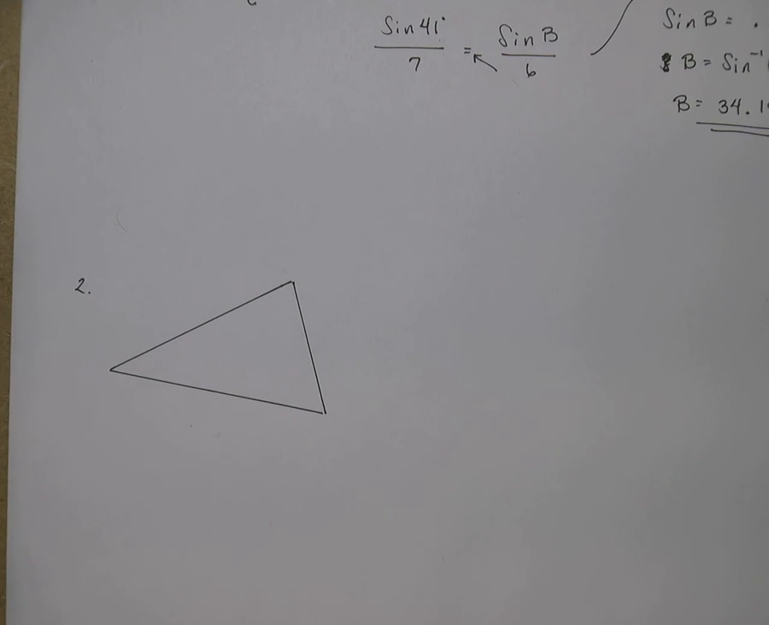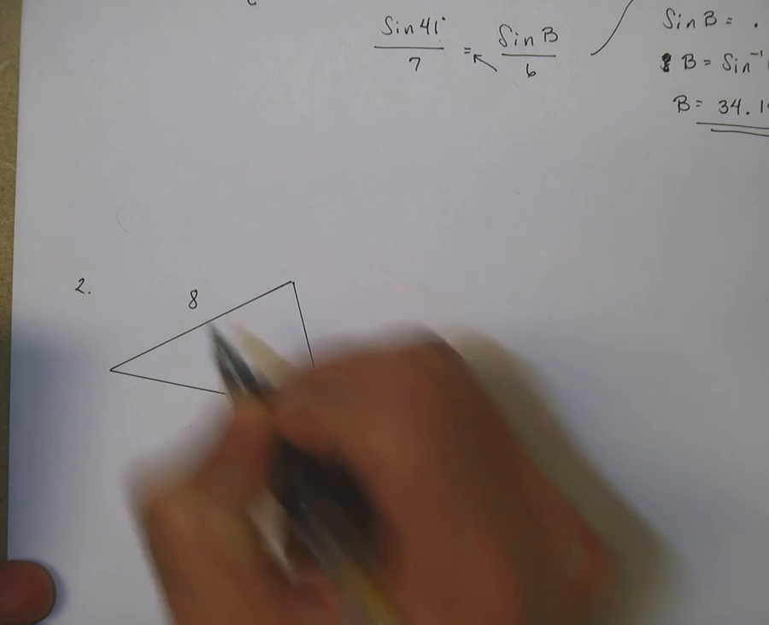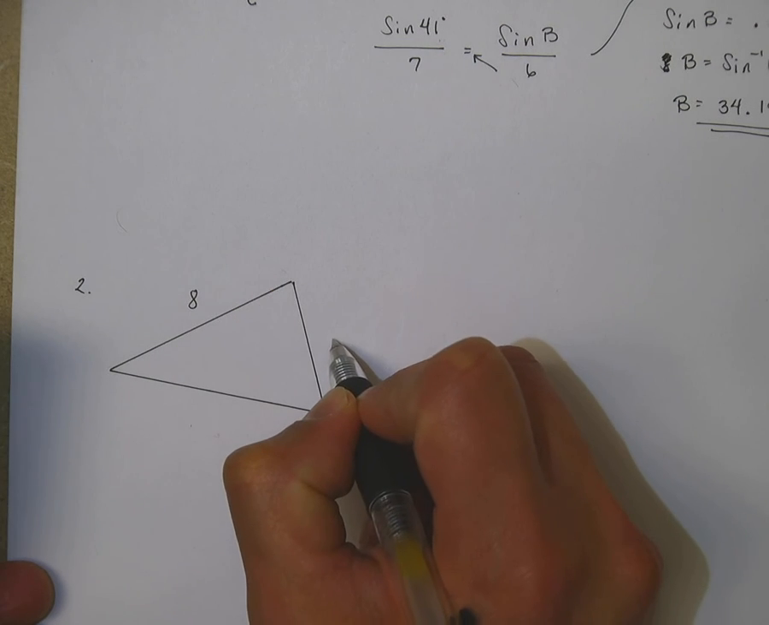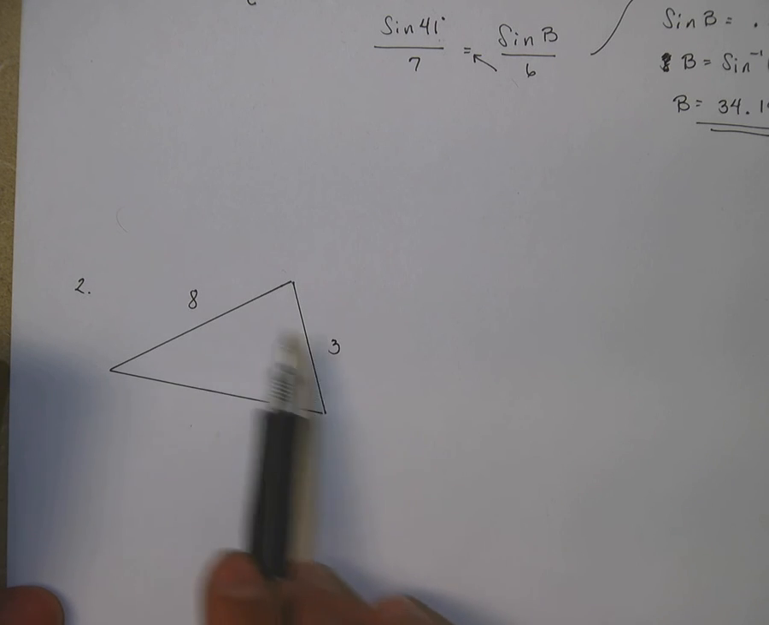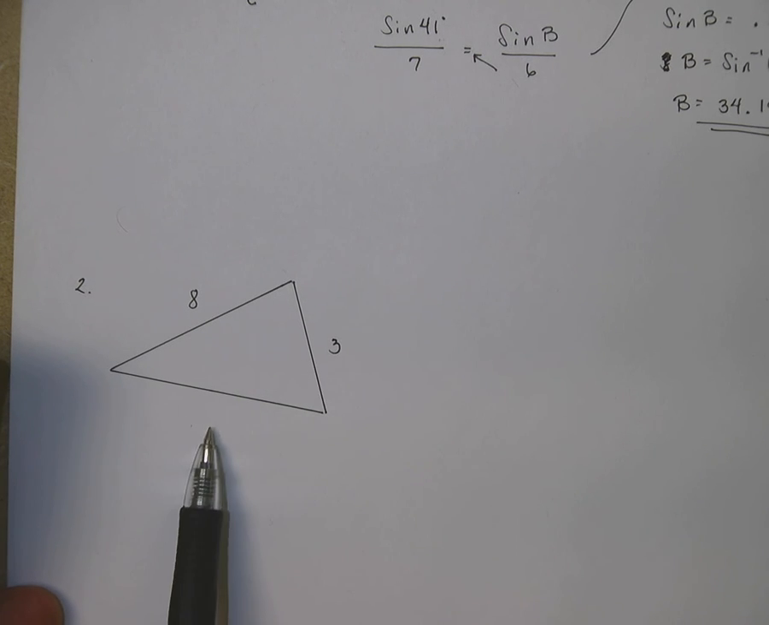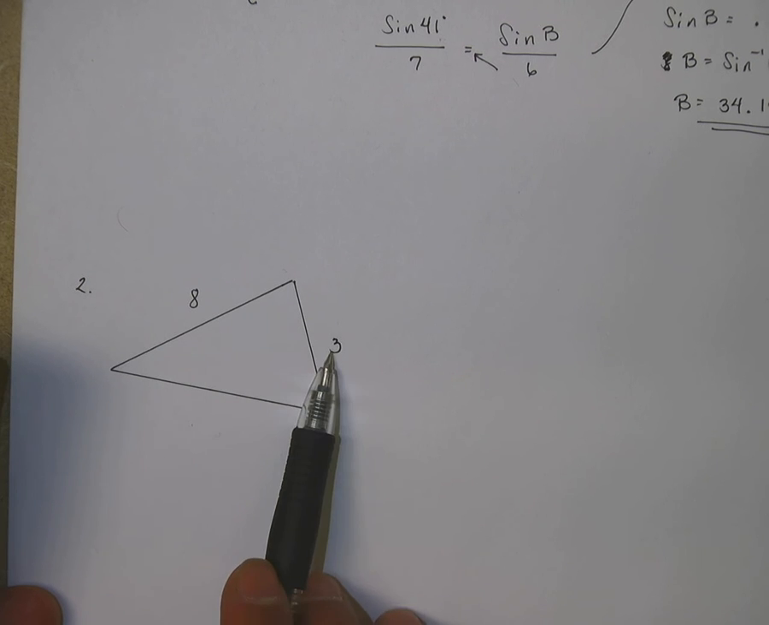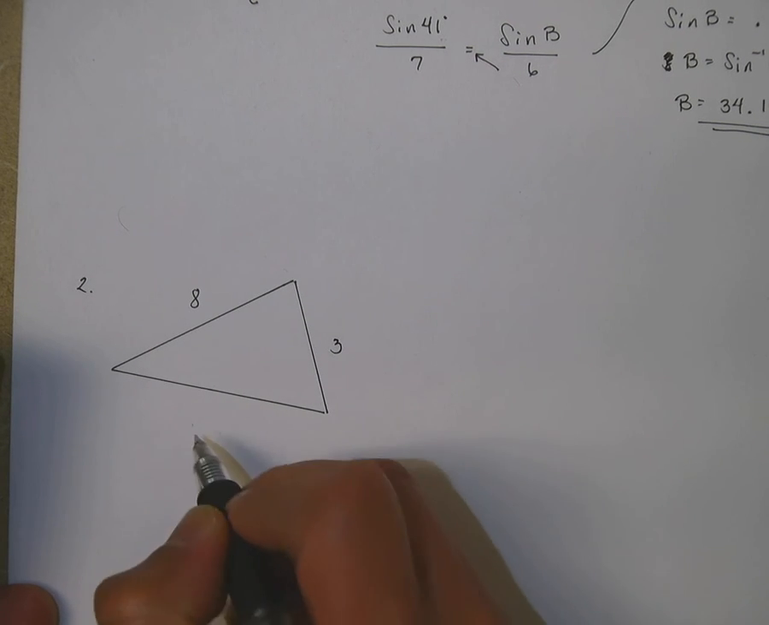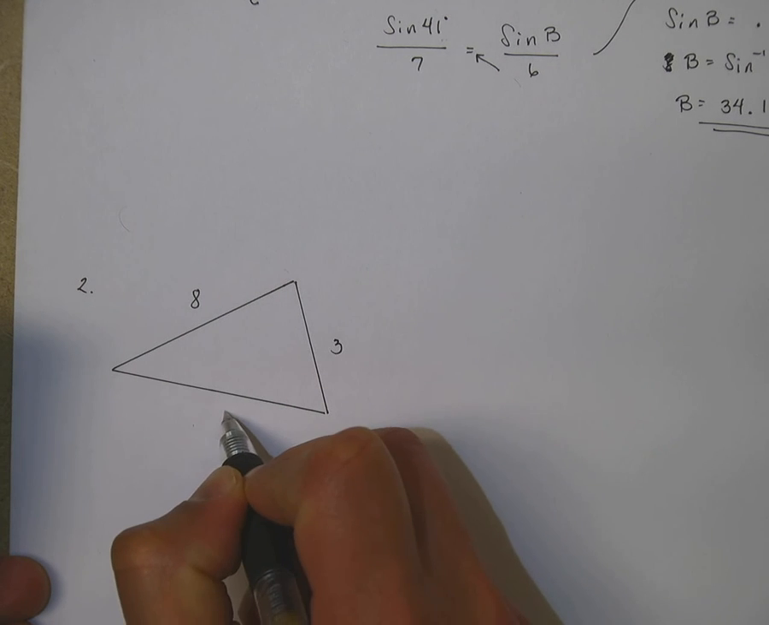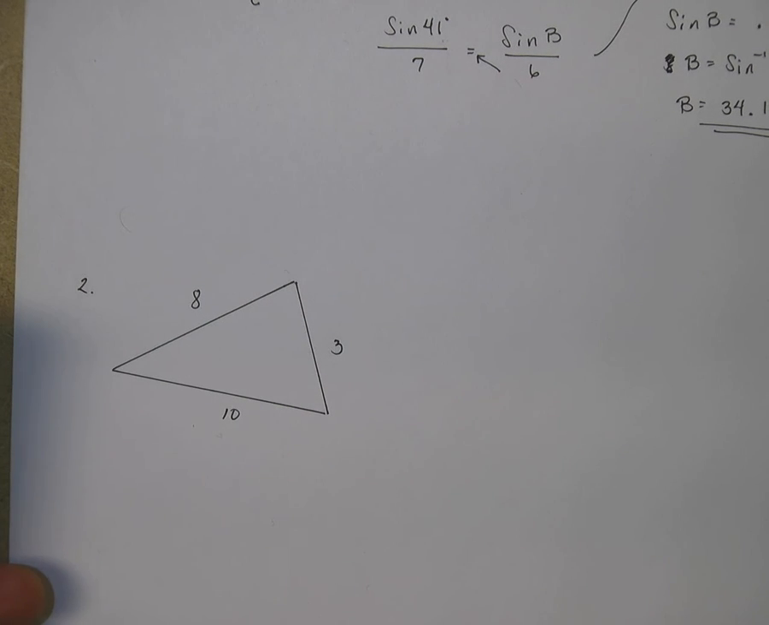I'm going to do the law of cosines, and I'll just pick random numbers. Let's do 8, 3. Now, whenever you have a triangle, you have to make sure that two sides, when you add them up, are bigger than the third side. So 8 plus 3 is 11. It has to be bigger than this side over here. So it looks like this one's longer. I'll make it 10.